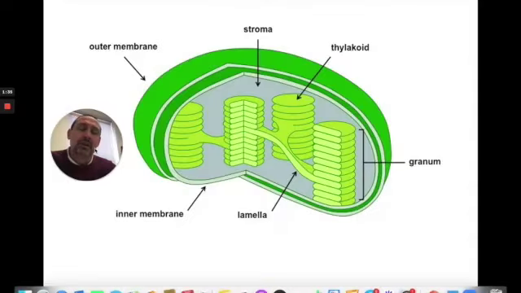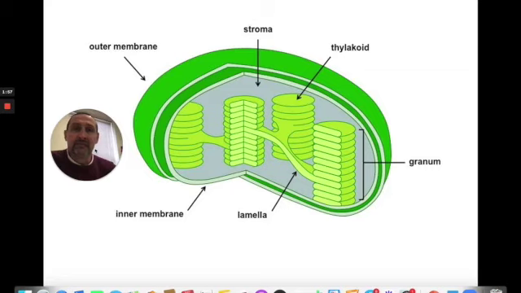This is a close-up of a chloroplast. Chloroplasts are unique to plant cells. In this case, chloroplasts have a double membrane, an outer and inner membrane, and they have this fluid called the stroma. They also have thylakoid membranes where most of the photosynthesis reactions are going to take place.